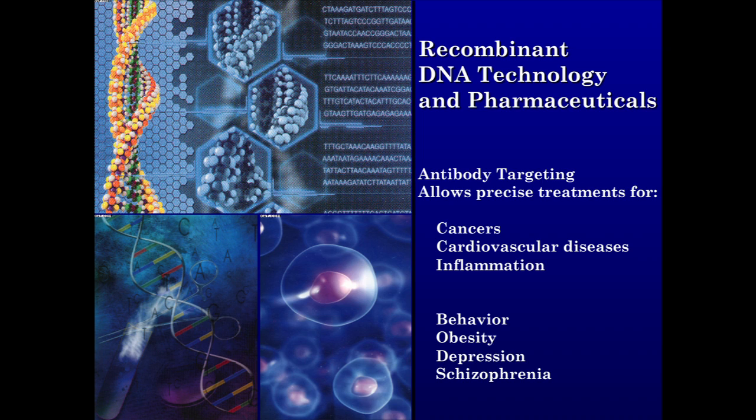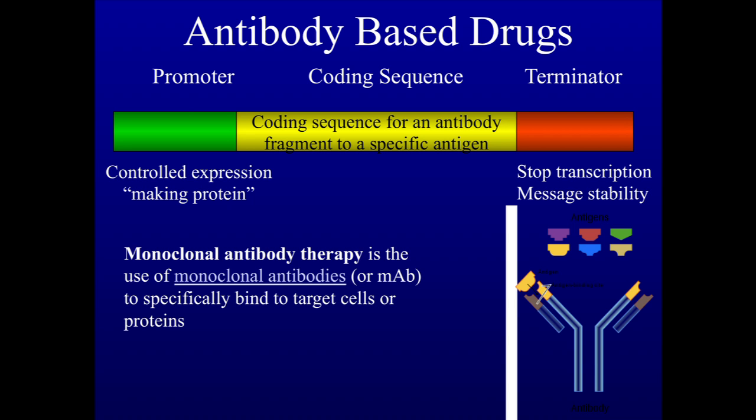So it offers up all kinds of possibilities for cancer, cardiovascular disease, inflammation like rheumatoid arthritis. We can also use antibody-based drugs to modify behavior, proteins and enzymes that are involved in obesity, depression, schizophrenia, and so on. So again, it goes back to this antibody-based drug taking coding sequences in this paradigm I showed earlier.